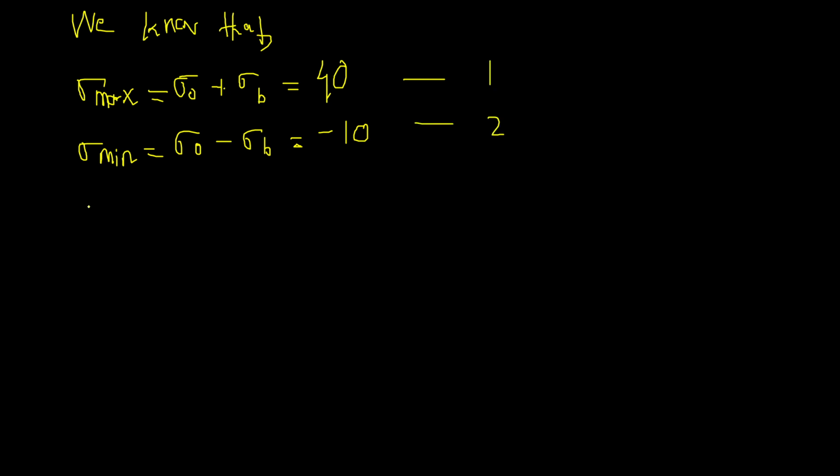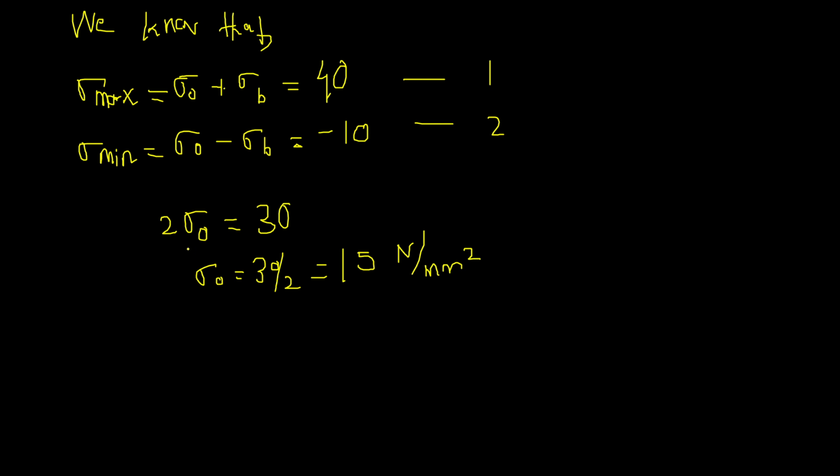Equation number 2. Adding equation 1 and 2, sigma naught plus sigma naught is 2 sigma naught, plus sigma b minus sigma b will get cancelled, is equal to 40 minus 10, 30. So sigma naught is equal to 30 divided by 2, that is 15 Newton per mm square. This is the value of stress at the center of section, and how has this value come? It has come positive, so we write 15 Newton per mm square, and in the bracket C.